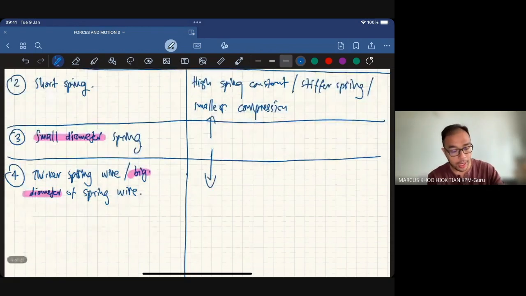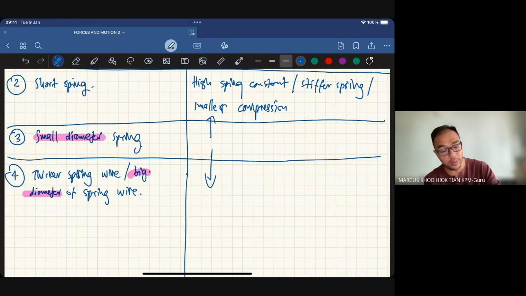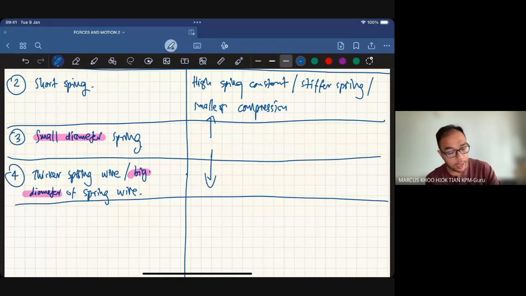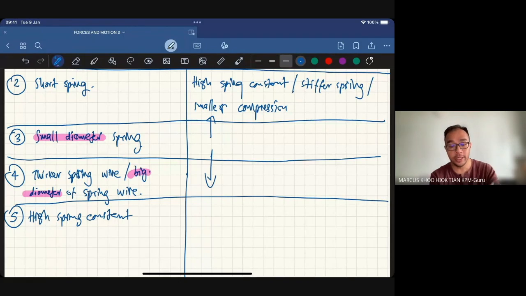And since we're on this, we can also talk about the spring constant itself. Spring constant is a characteristic. So high spring constant. For a high spring constant, unfortunately, you cannot use the first point over here. You have to use stiffer spring or smaller compression.